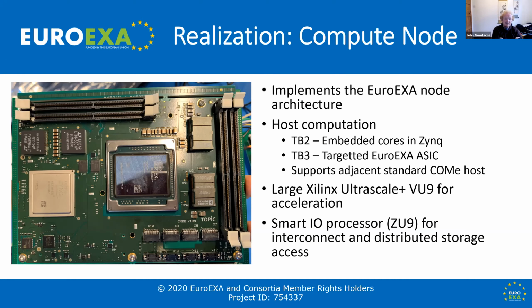So what you can see in the middle there is a large Virtex ZU9 that we used for acceleration capabilities. This board was targeted at what we call testbed 2, where the host capability was provided by the embedded cores in the Zynq, with the rest of the Zynq providing the RDMA, the connectivity, the protocols, and the first level of network connectivity for the XNet protocol and topologies. So that board in its own right then became the compute node.